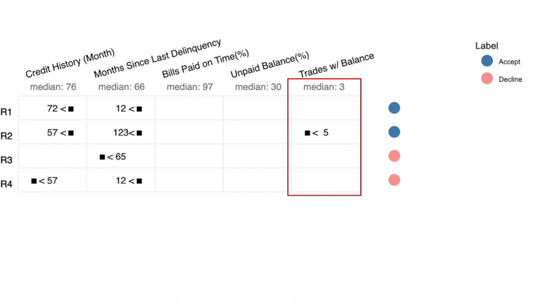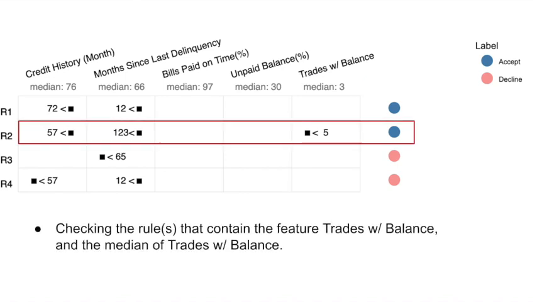For example, if we are only interested in the feature trades with balance, we can locate the column of trades with balance first. Then we can focus on rule R2 for further exploration. On the top of this table, we can also find out that the median for trades with balance is 3.